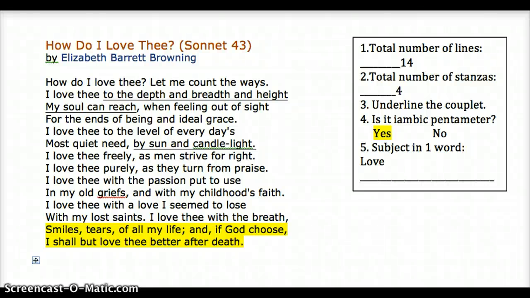Hi, here's your homework. I'll just talk you through a little bit of each one of these poems and hopefully give you a little help. I'm not going to do everything, but I'll walk you through a little bit. So the first poem you have is by Elizabeth Barrett Browning.